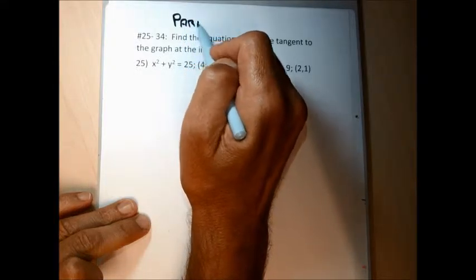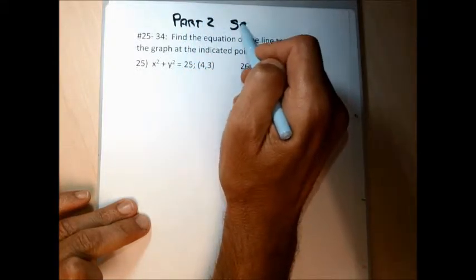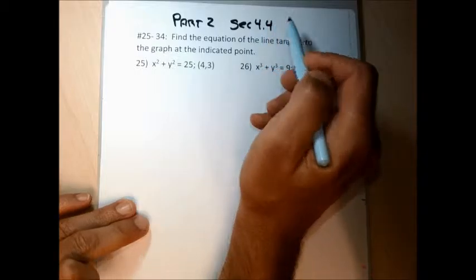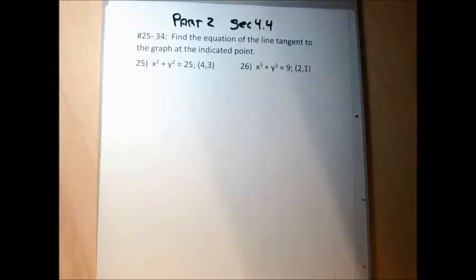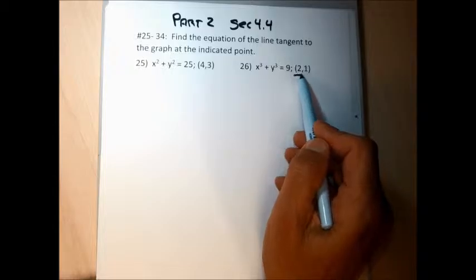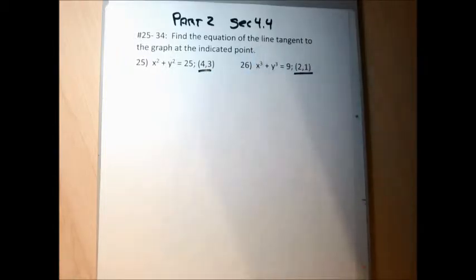So I'm going to do part 2 of section 4.4. And the beginning of this, problems 25 through 34, want us to find an equation of a tangent line. And in order to find an equation of a tangent line, you need a point and you need a slope of a tangent line. Well, nicely, I'm giving you the point, but I don't have a slope. And in order to get the slope, I have to find the derivative and plug the point into my derivative.